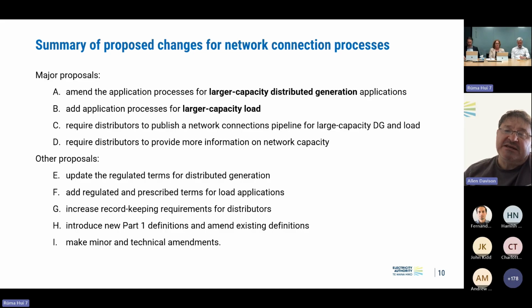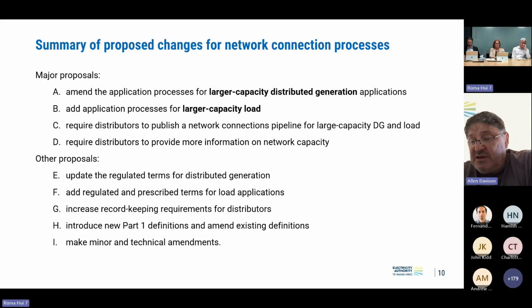Network connections pipeline. This is to provide a bit more efficiency in terms of where investment decisions are made. If you can know on a network how many people are waiting to connect, and if you could know to some degree where the capacity is available, we think those two proposals should help to channel applications to where there's the greater chance of faster connections. And so those two work in concert.